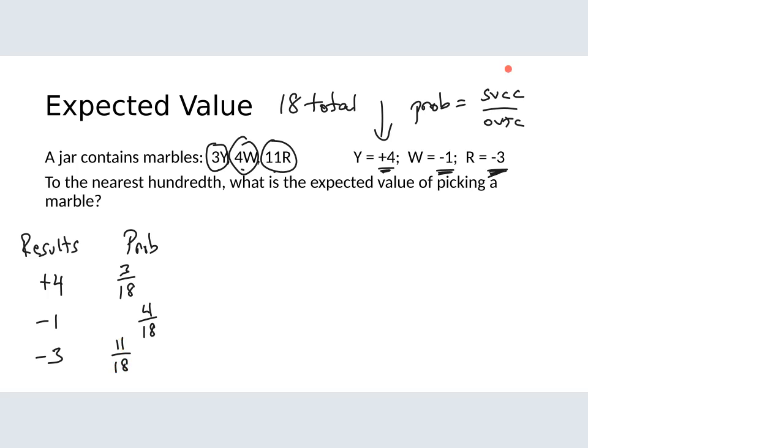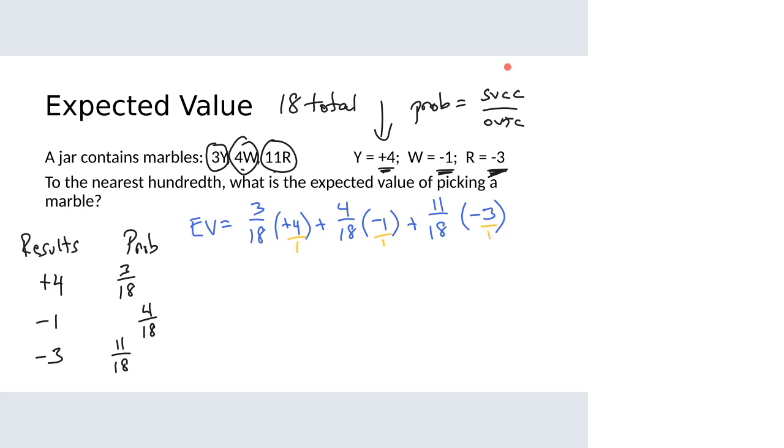Now we just need to put this in our formula for expected value. 3/18 of the time, the player is going to win $4. 4/18 of the time, the player is going to lose $1. And 11/18 of the time, the player is going to lose $3. Now all we need to do is simplify. It may be helpful to rewrite those whole numbers as fractions because we're going to have to multiply fractions here.